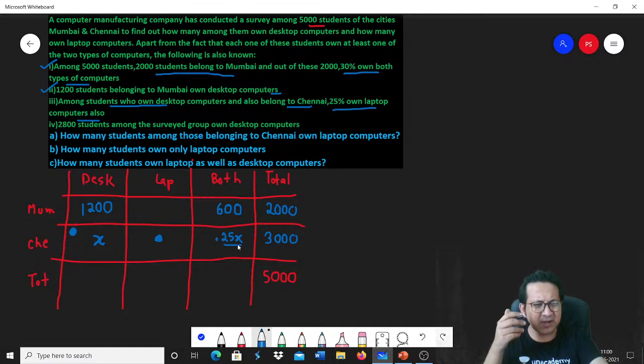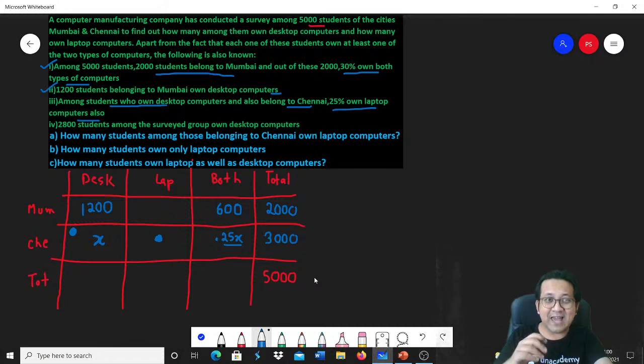Now generally, I don't love decimals, because I believe your calculation speed slows down. So instead of 0.25x, let's multiply with 4 and remove the decimal. If you multiply the first one with 4, X into 4, you'll rather call this 4x, and this one you will call x. I think that's better than taking a decimal. So let's call it x and 4x. If desktop Chennai is 4x, Chennai and both is 25% of 4x, which is x. Fine. So 0.3 also taken a note.